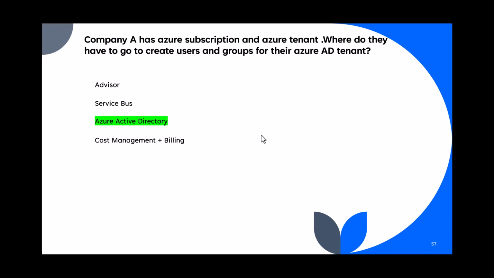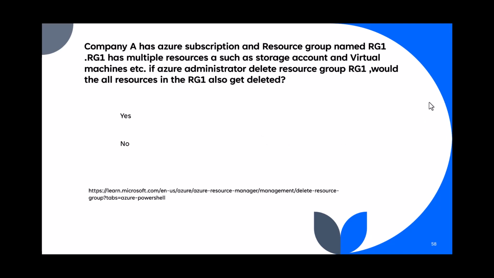Going into the next question, question number 58. Company A has an Azure subscription and a resource group named RG1. RG1 has multiple resources such as a storage account and virtual machine, etc. So one resource group has multiple resources. If an Azure administrator deletes resource group RG1, would all the resources in that RG1 also get deleted? So basically you are deleting a resource group, and all the resources underneath that resource group also will get deleted.